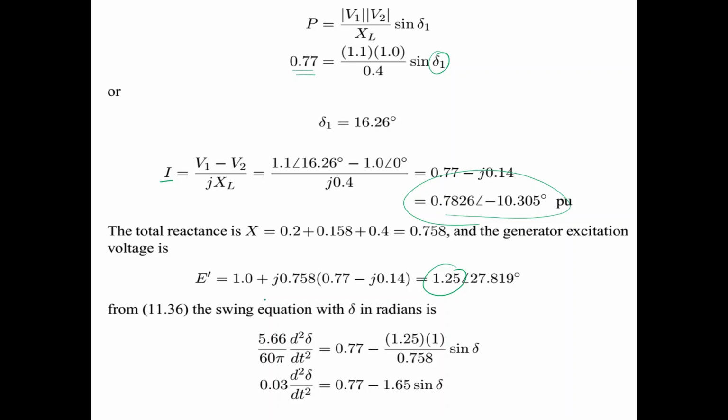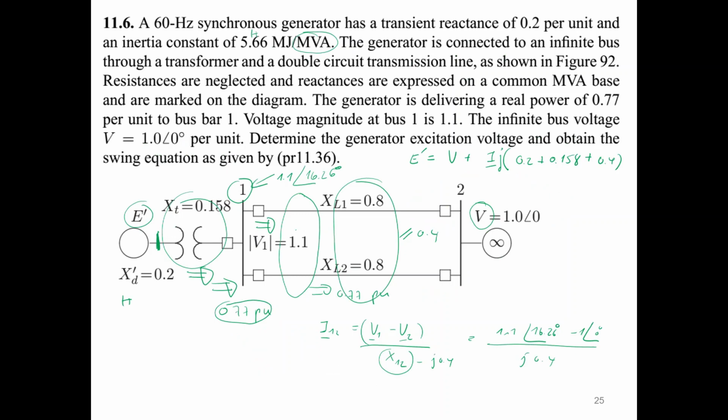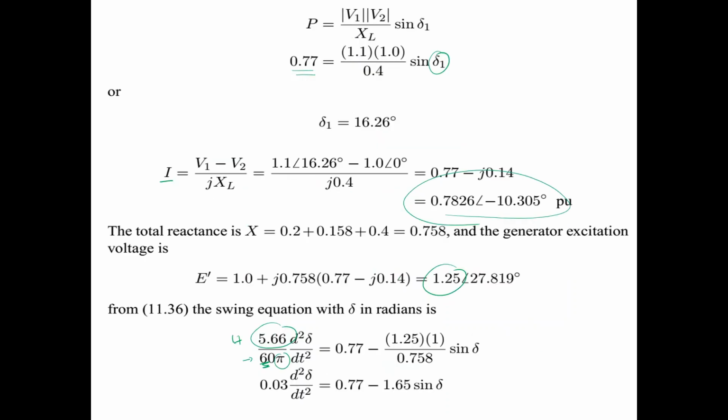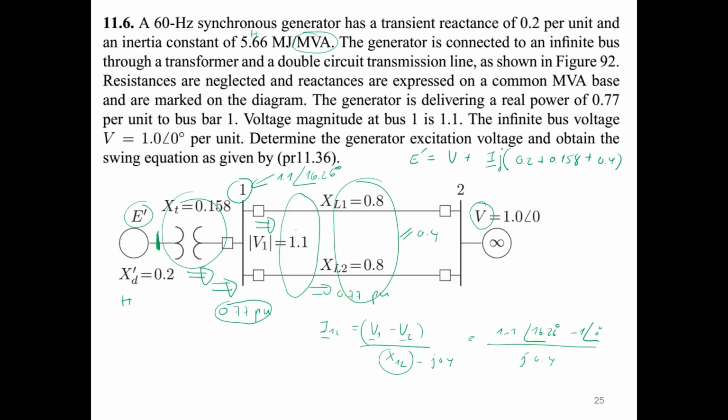So now you can determine the swing equation. If you write the swing equation in terms of the angle in radians, you have 60 hertz f0, and you have the H. H is given as 5.66. And this is PM minus PE. PM is 0.77 because the generator delivers 0.77 per unit to bus bar 1.